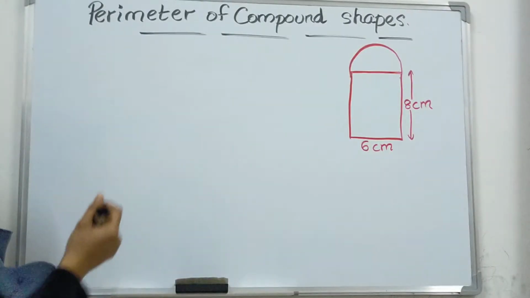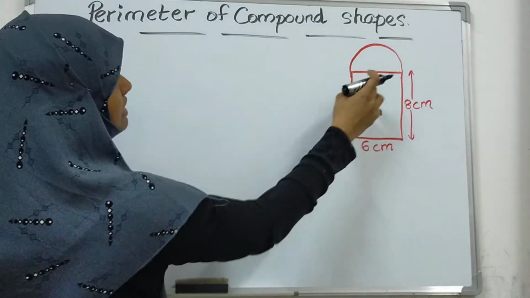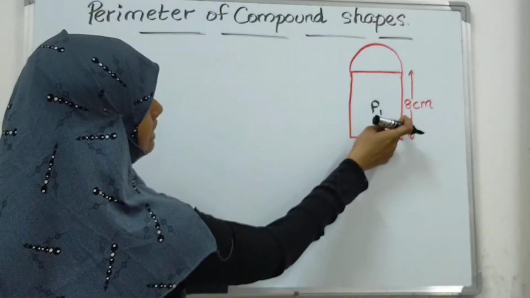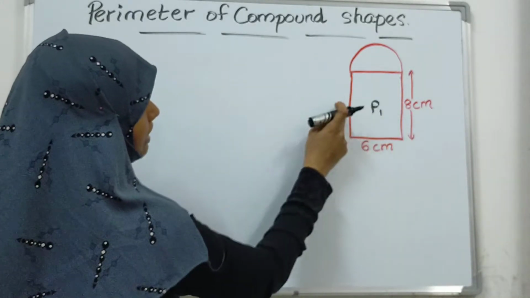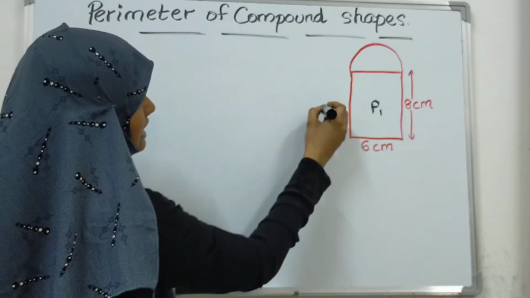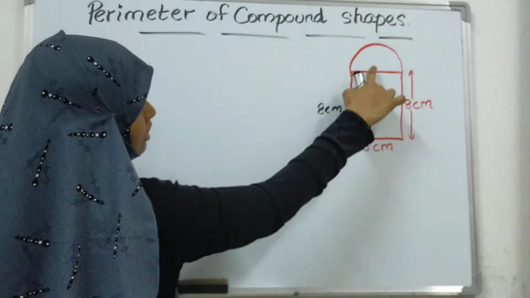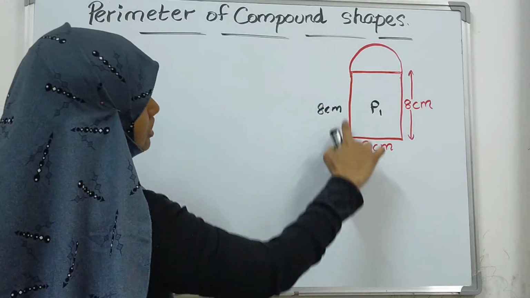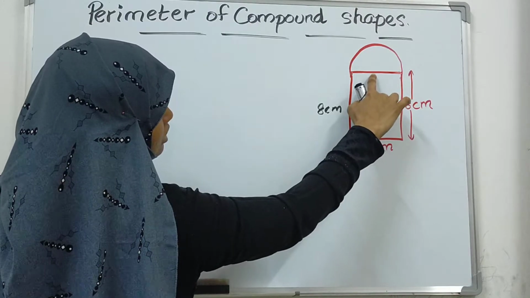Okay, so here I am taking this one as P1, which is perimeter 1 of this shape. And we know this is a rectangle, and what will be the length of this side? This will be the same as 8 centimeter, because these two sides are equal. So you can say that this side will be 8 centimeter. And do I have to take this one? No, we don't need to take this side of the rectangle, because we are finding the perimeter, which is just the distance around the figure. This one is inside, so we don't need it.